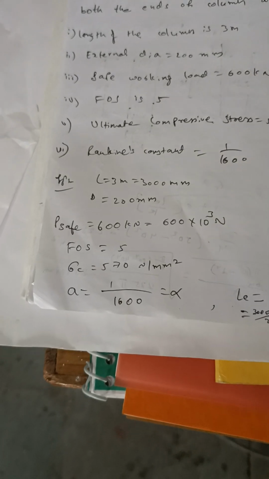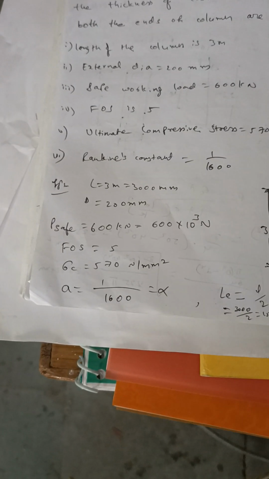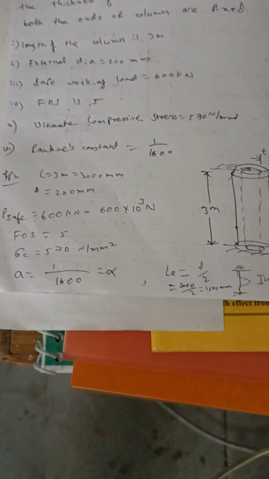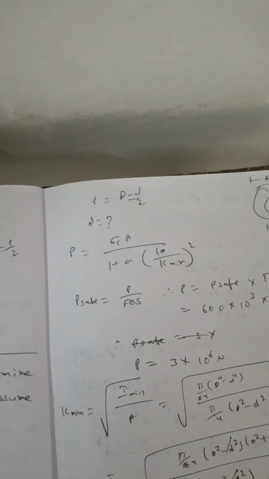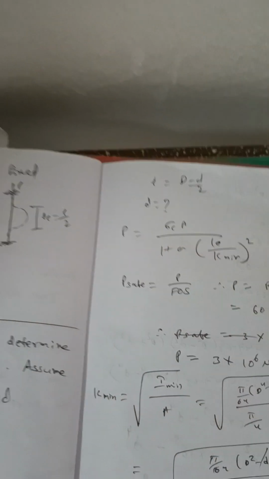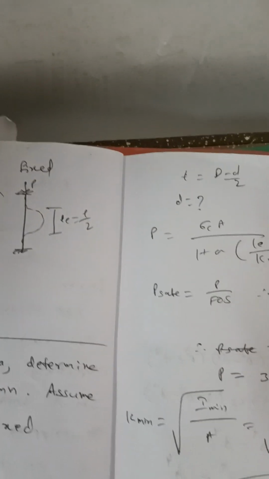Length is given, P safe is given, a factor of safety is given, sigma c is given, a is given. Le for both ends fixed means L by 2, that is 1500. Now this is the formula. So to the left side we have P.